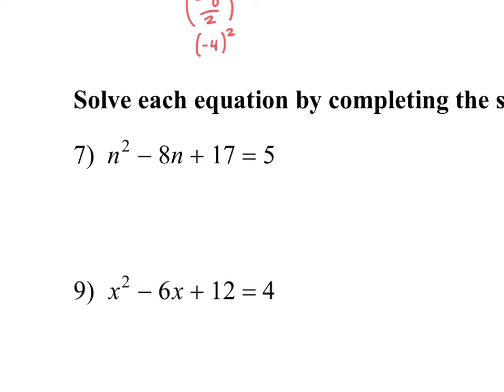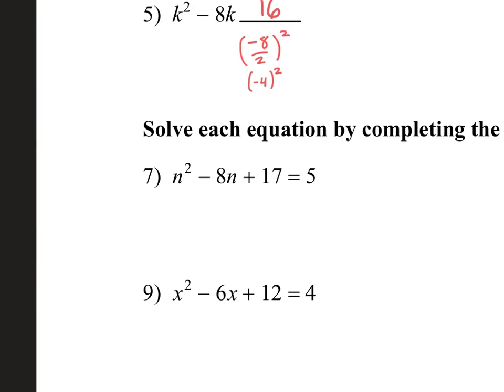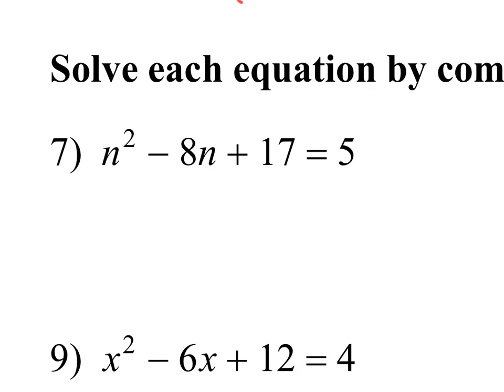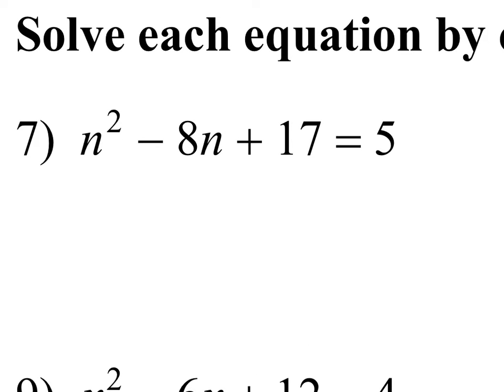Alright, the next part, we have to solve by completing the square. So there's not much room for us here, but we'll make it work. What's the first thing we have to do? Subtract 17. Awesome. We got to move that 17 over because our goal is to get just the terms with the variables all by themselves. So we got to subtract 17. So we have n squared minus 8n is equal to, what is 5 minus 17?